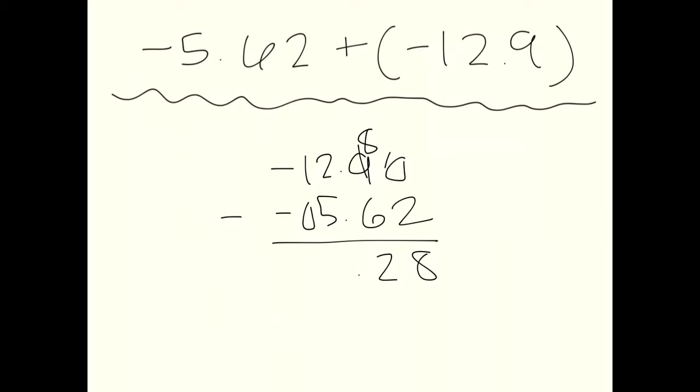You cannot subtract 2 minus 5, so you need to borrow from the 1, which will make it a 0, and make the 2 a 12. So that it will say 12 minus 5 is 7. Always remember to drop the decimal point down. My final answer is negative 7.28.